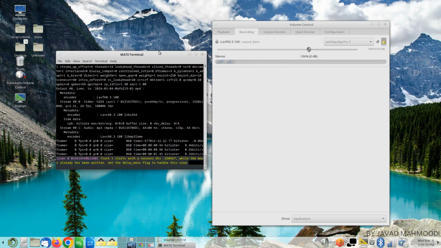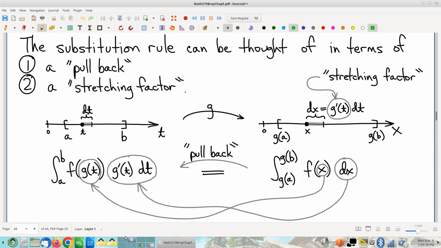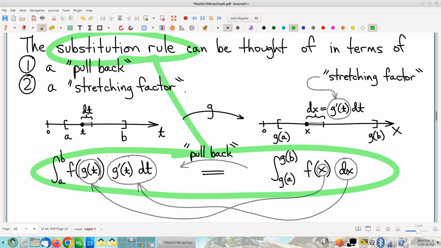Okay, off we go. So last time we were talking about change of variables. Let me just hit the highlights real quick on that. The big first idea was that we're going to reinterpret the substitution rule as an equation, not as a method, not as a strategy, but as an actual equation, equating two integrals that in fact are always equal.